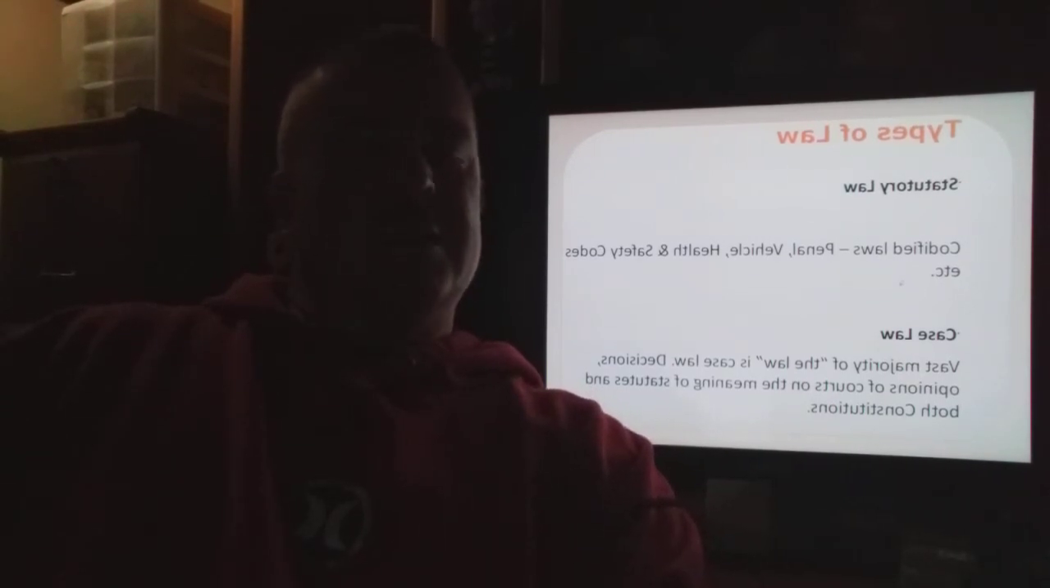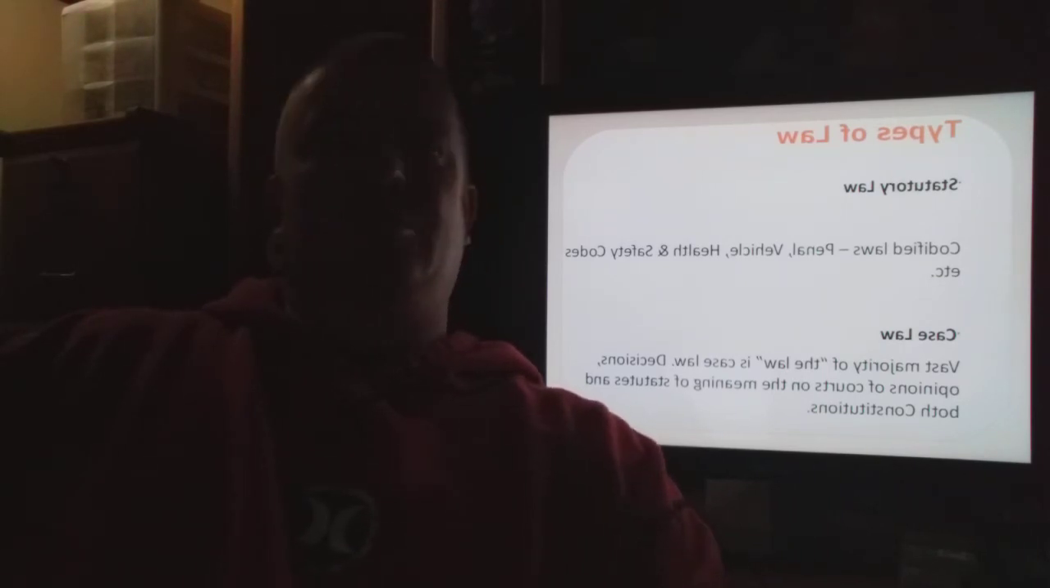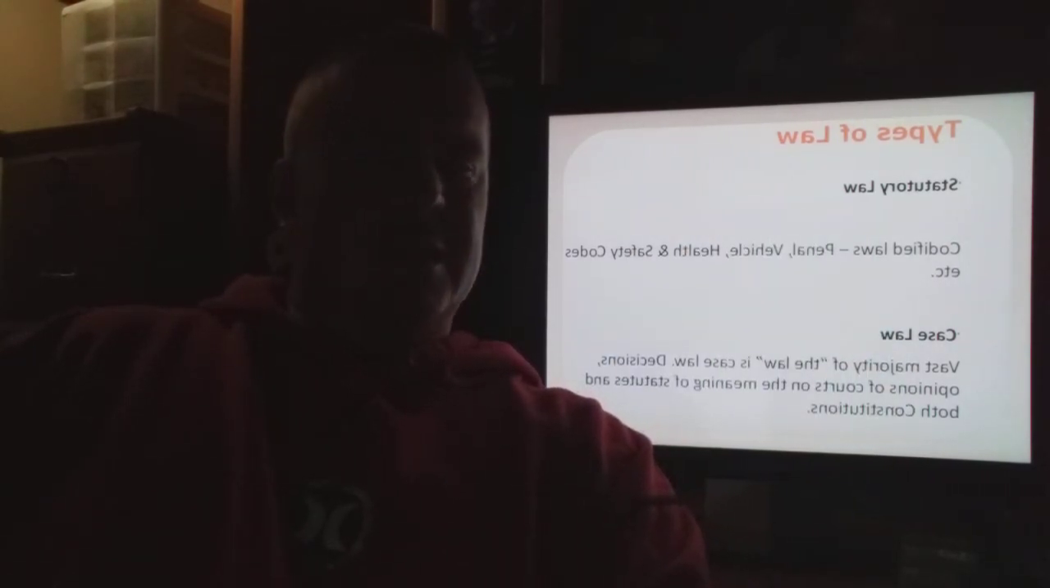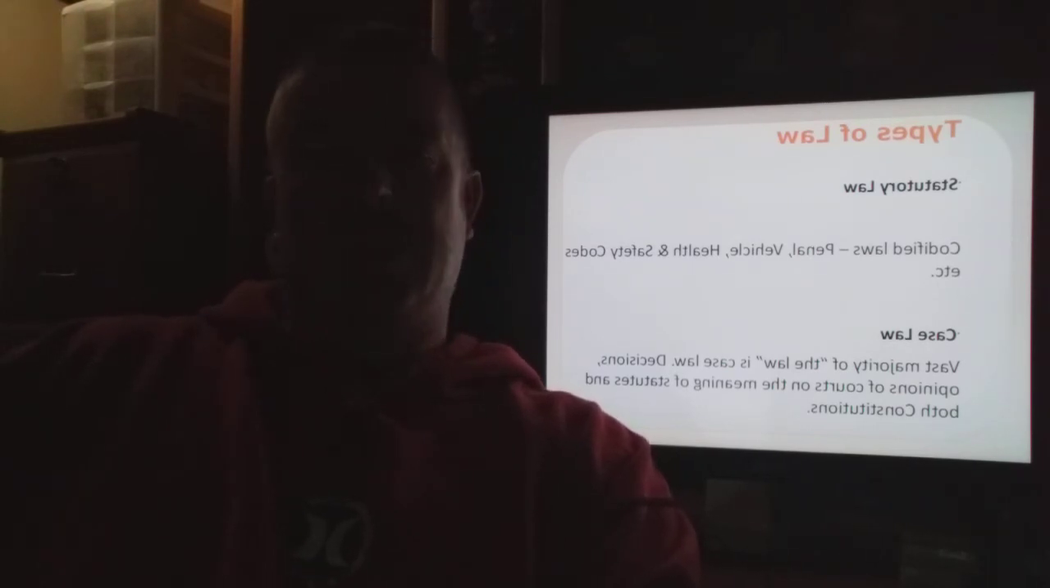The other kind of law that we also see is statutory law. That's codified law such as your penal codes, your health and safety codes, vehicle codes, things of that nature. Whereas the Constitution is the same throughout the country, statutory law varies from state to state. You may be able to get away with something in some states and not get away with it in other states. Gun laws are different state to state, for example.